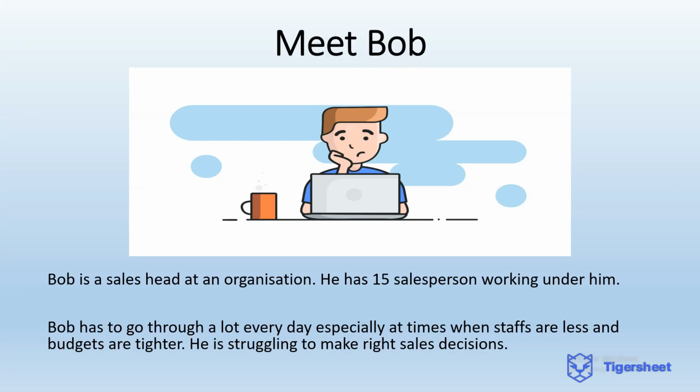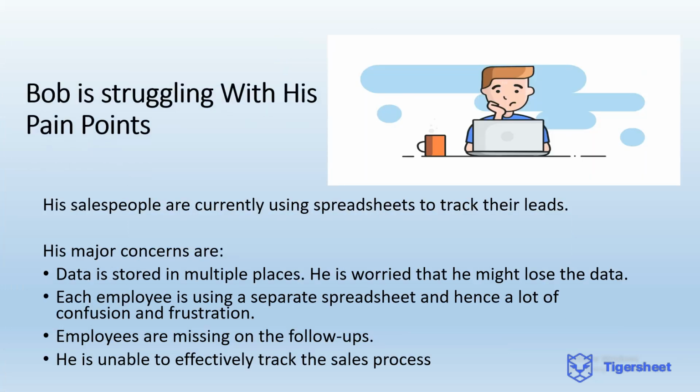Meet Bob. Bob is a sales head at an organization. He has around 15 salespeople working under him. Bob is struggling with certain pain points.